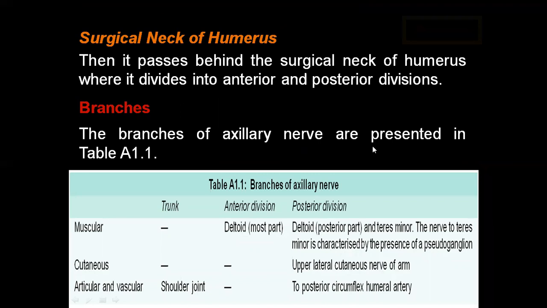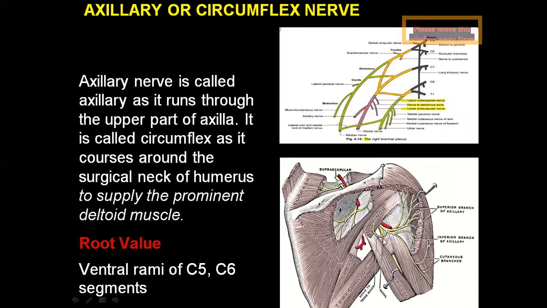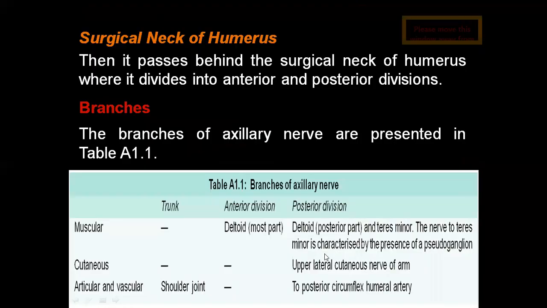Okay, the branches of the axillary nerve, see here. From the main trunk, the anterior division is going and supplying most of the part of the deltoid. The posterior division supplies the posterior fibers of the deltoid and also teres minor. The nerve to teres minor is characterized by the presence of a pseudoganglion. That means where we have this teres minor piercing point, there you will see some round dot-like area that is nothing but the pseudoganglion, which is nothing but a collection of only the cell bodies.